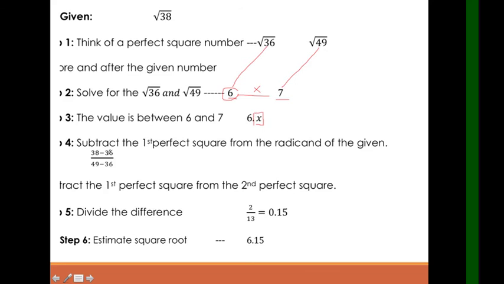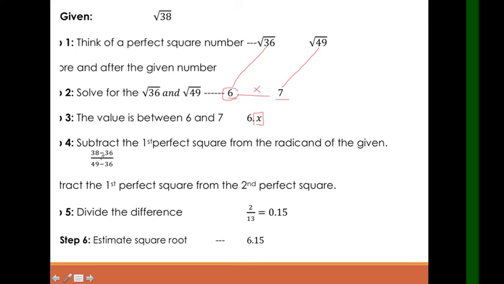First, subtract the radicand, ito yung 38, to the first perfect square, that is 36. And then, subtract the second perfect square to the first perfect square. Ito yun. Okay? So, laging first perfect square yung ating second number. Yung first naman is the radicand, and then sa ibaba, sa denominator is yung second perfect square.